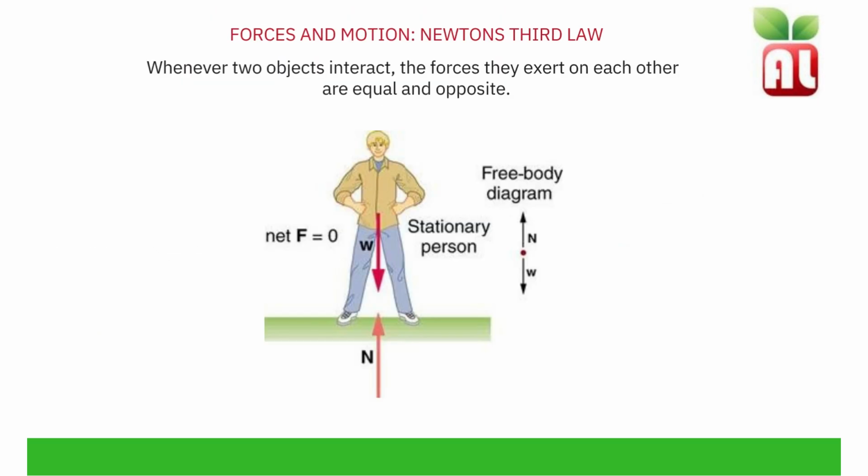Newton's third law states that whenever two objects interact, the forces they exert on each other are equal and opposite. This explains why, when sitting in a chair, we do not move. The downwards force of weight will be equal and opposite to the upwards force, the reaction force.